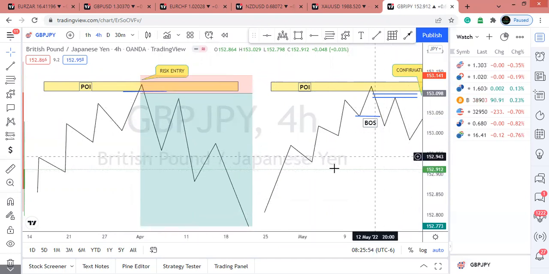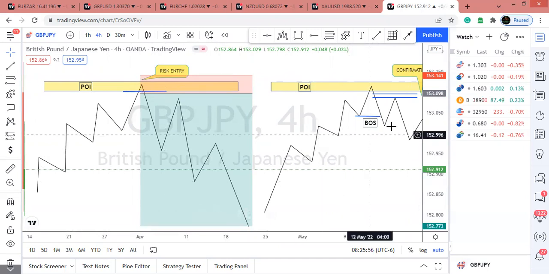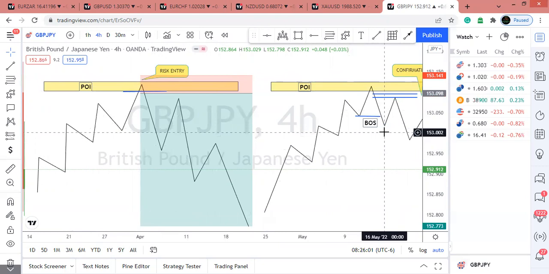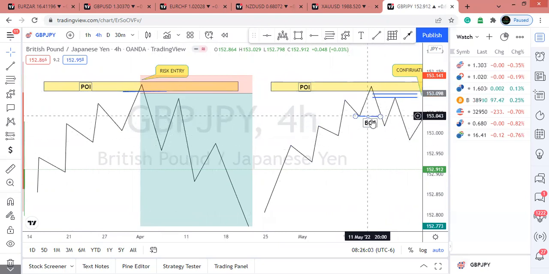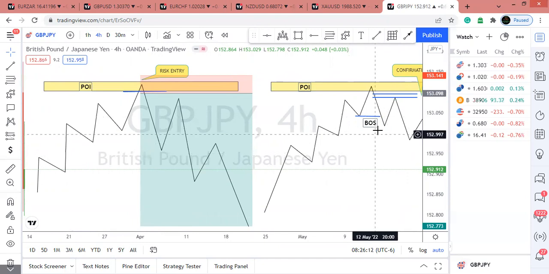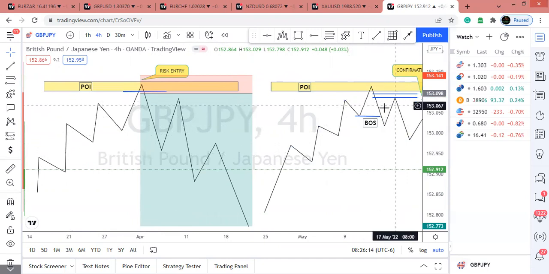After you have price in your POI, what else are you waiting for? You are waiting for a break of structure. When you have a break of structure, like we have here, BOS means a break of structure, to your bias direction, then you wait for price to return to form a lower high. When you have a lower high in a place where you are open to sell the market, then that's the confirmation that price is now ready to go.